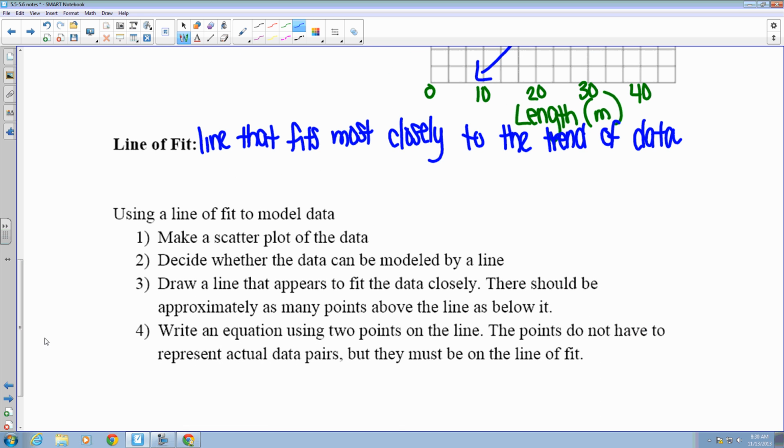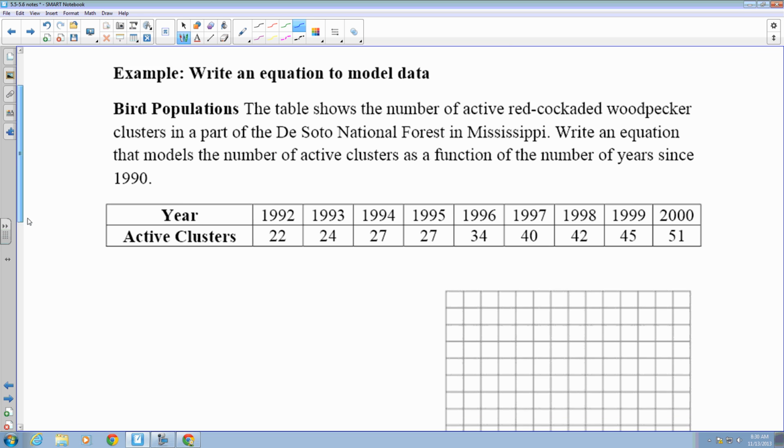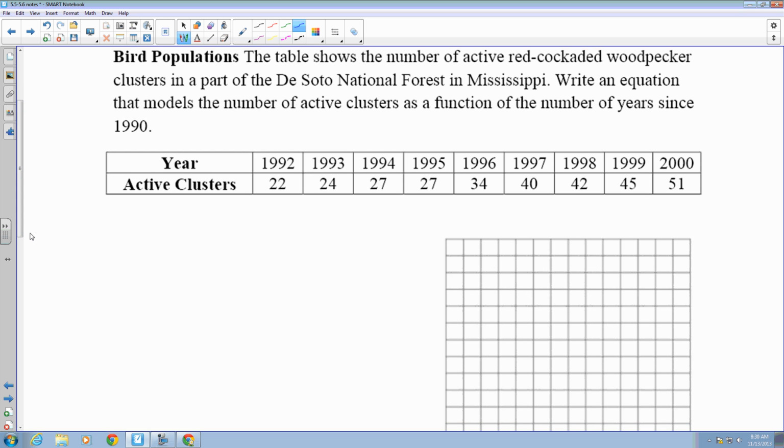And then what you're going to do is write an equation using 2 points on the line. The points do not have to represent actual data points that we were given, but they must be on the line. So don't just draw the line through the points that you have. You want to draw a line that fits, and then afterwards you want to pick 2 points that are on it to make your equation. Not necessarily from the ones that were given. So we're not necessarily going to pick any of these points. We just want to pick points that are on the line.